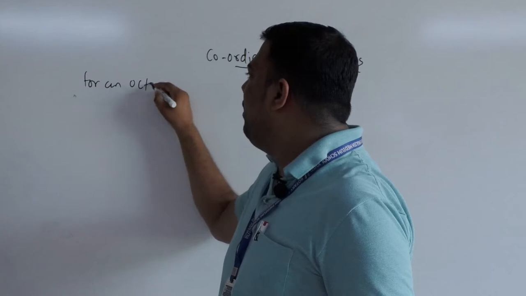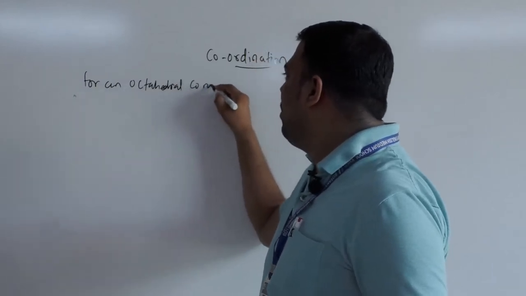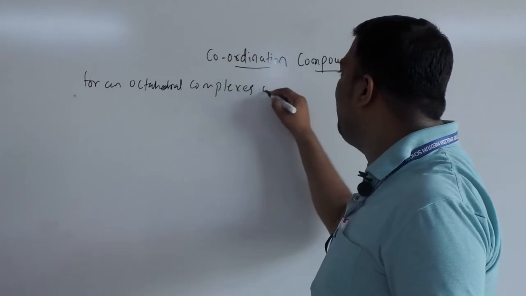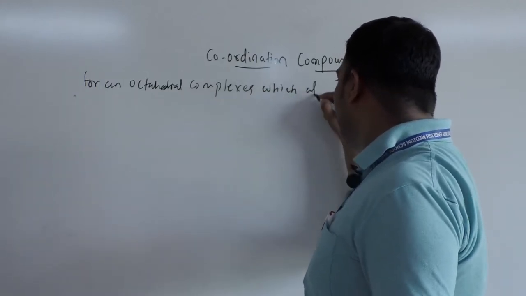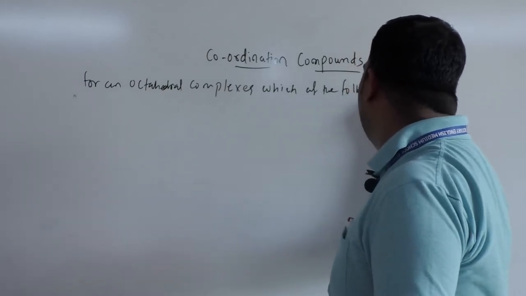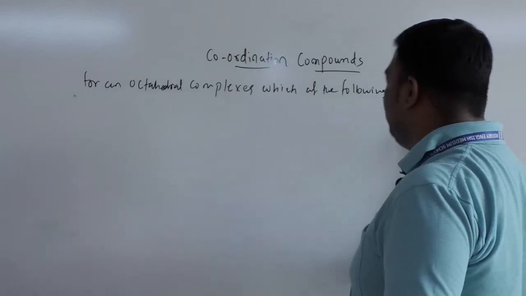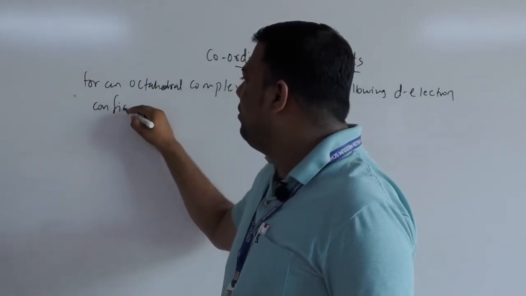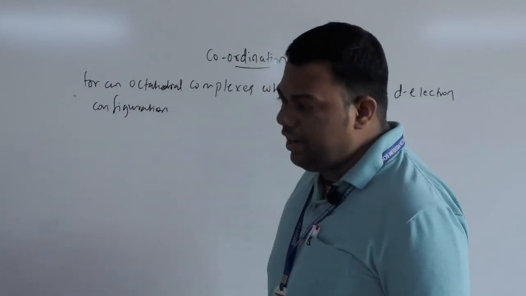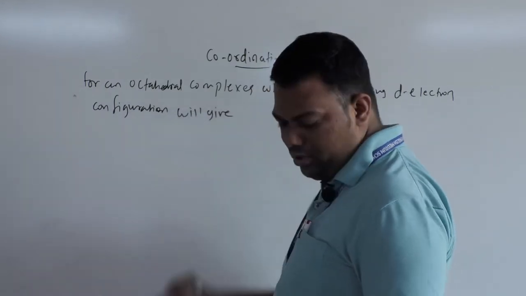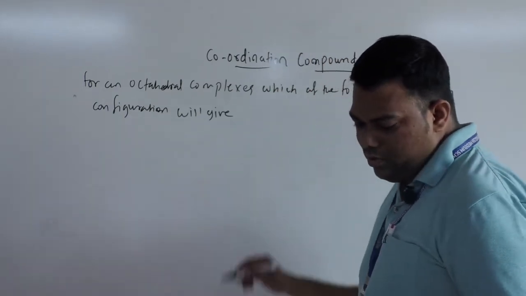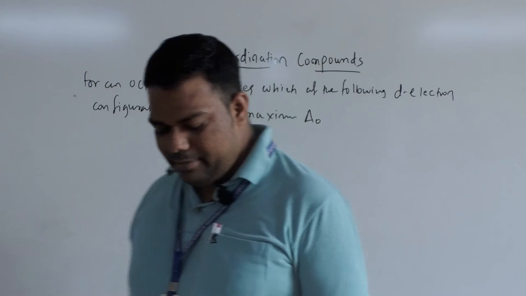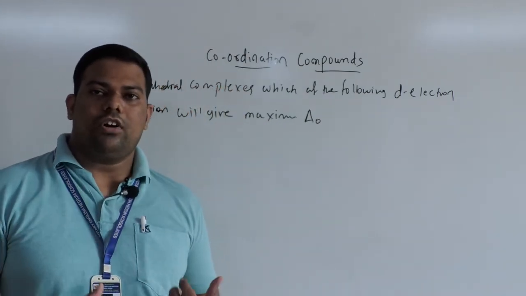See, for an octahedral complexes, which of the following d electron configuration will give maximum del 0, maximum del 0. What beta, maximum del 0, what is del o, for octahedral complexes.